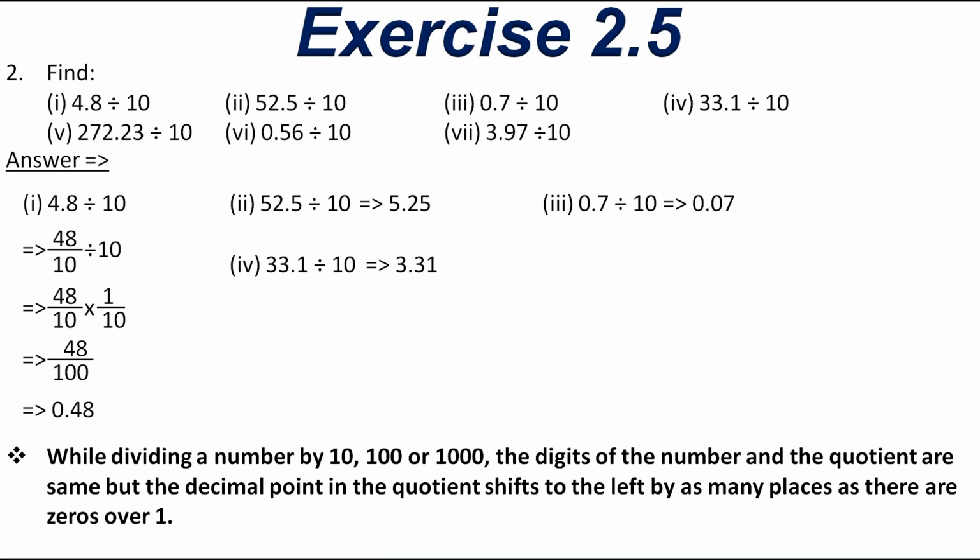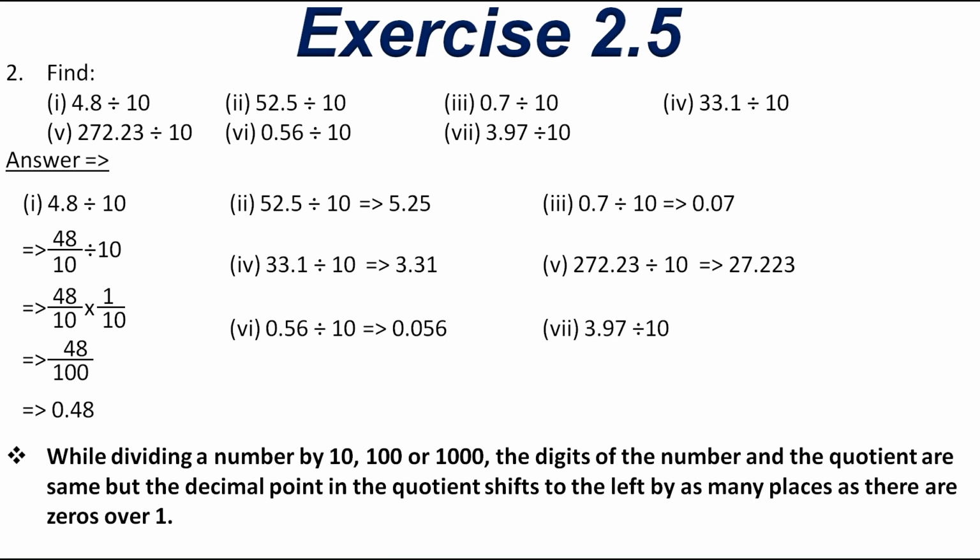Okay. Next we have 272.23. That will become 27.223. Okay. Just 1 place of the decimal point gets shifted towards the left because we are going to divide it by 10. Okay. Next we have 0.56 divided by 10, which will become 0.056, and 3.97 will become 0.397.